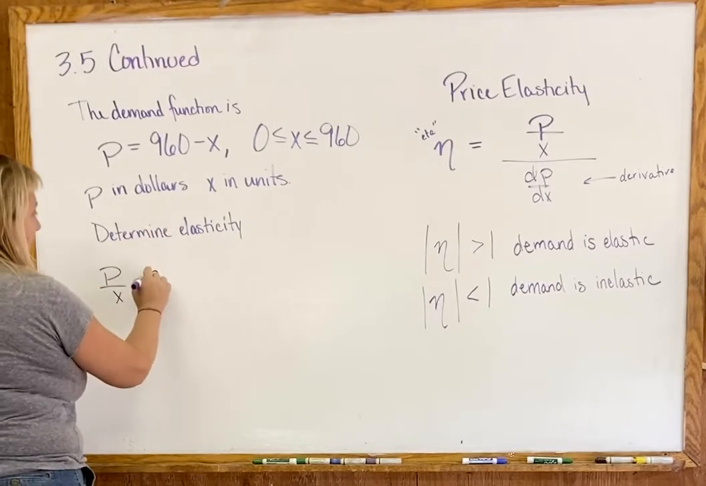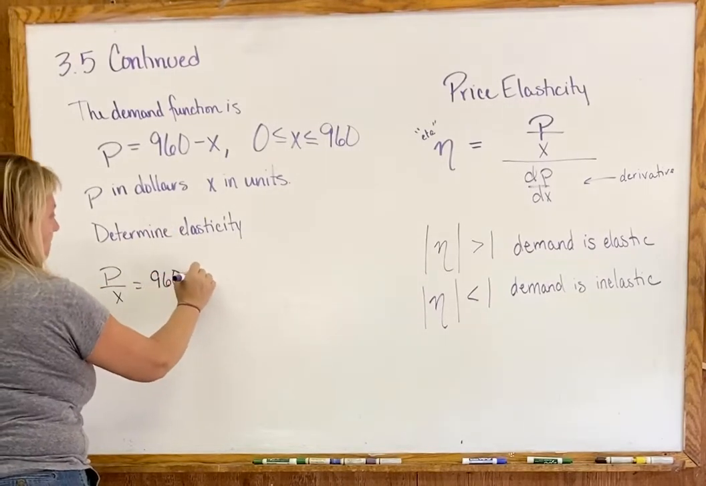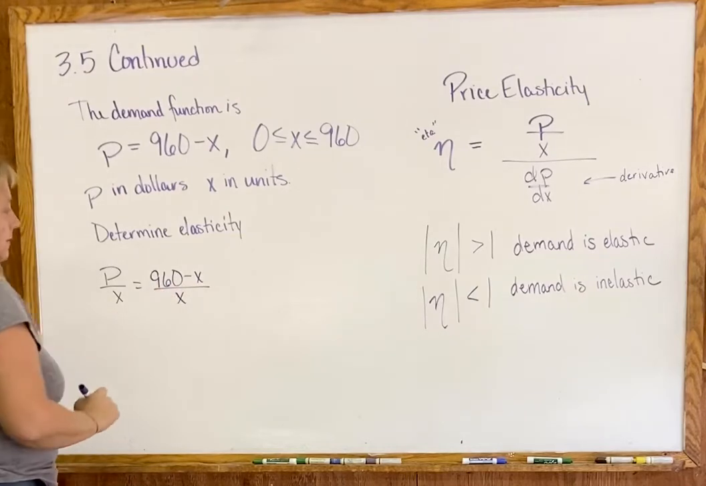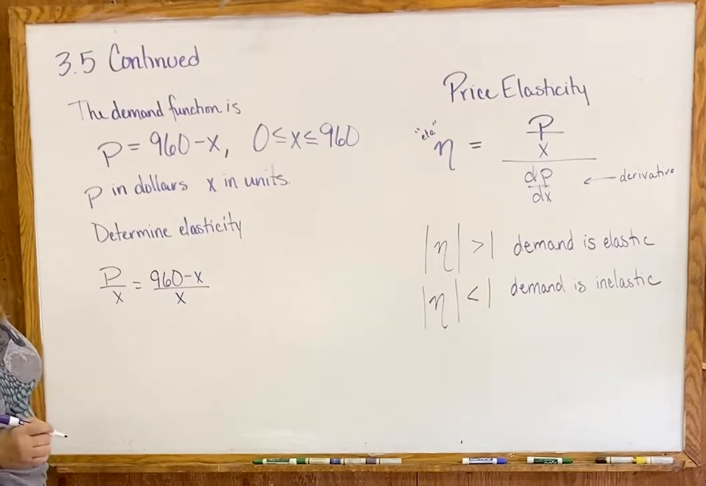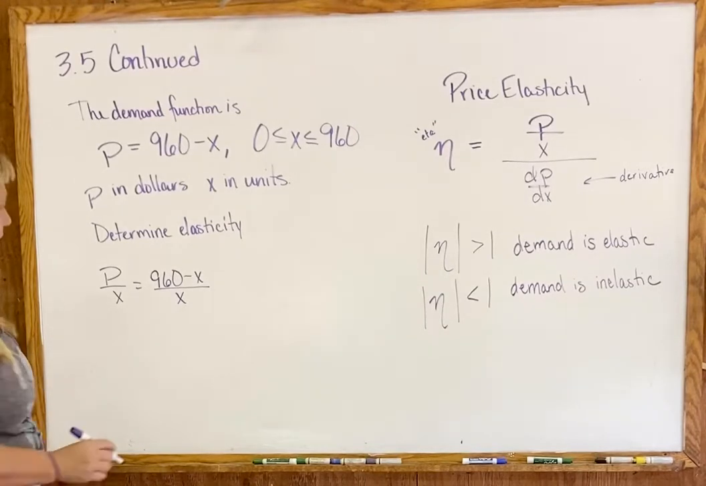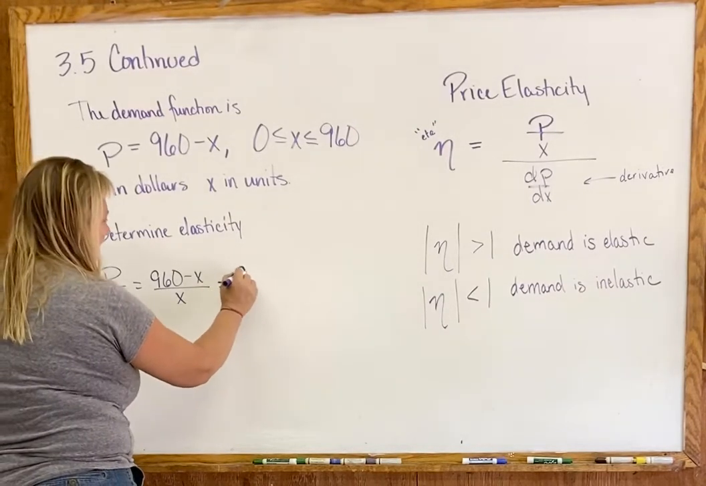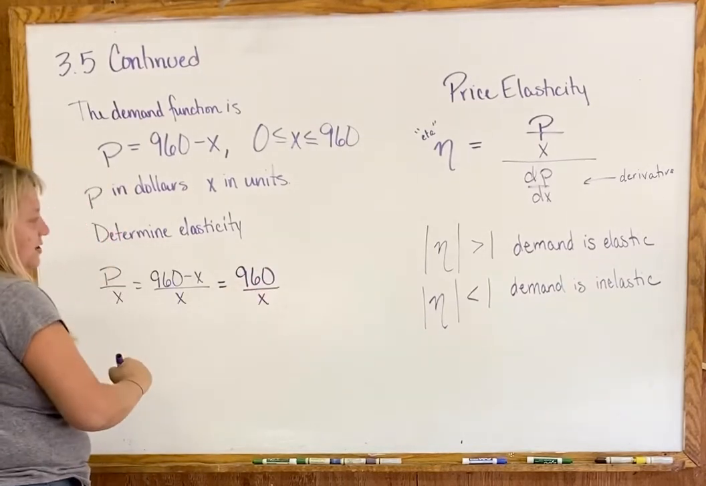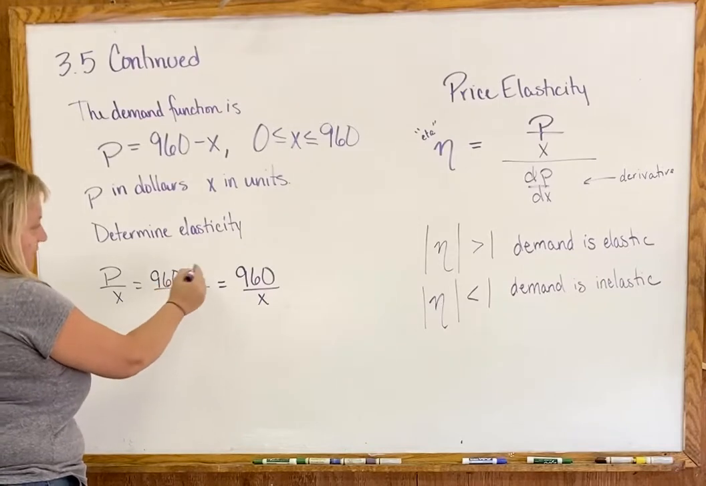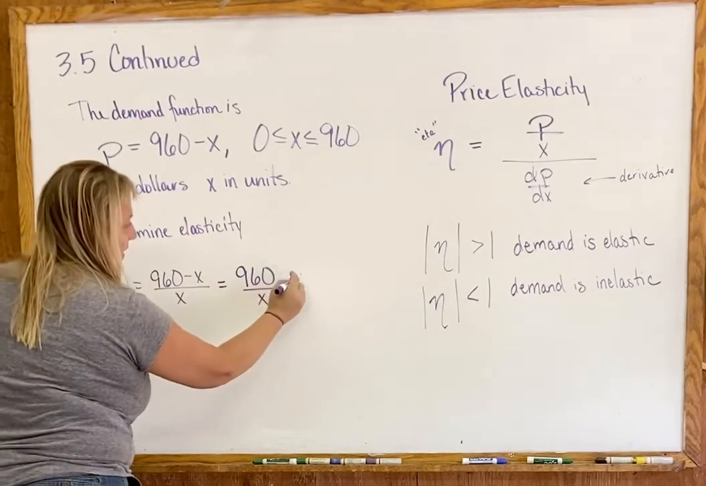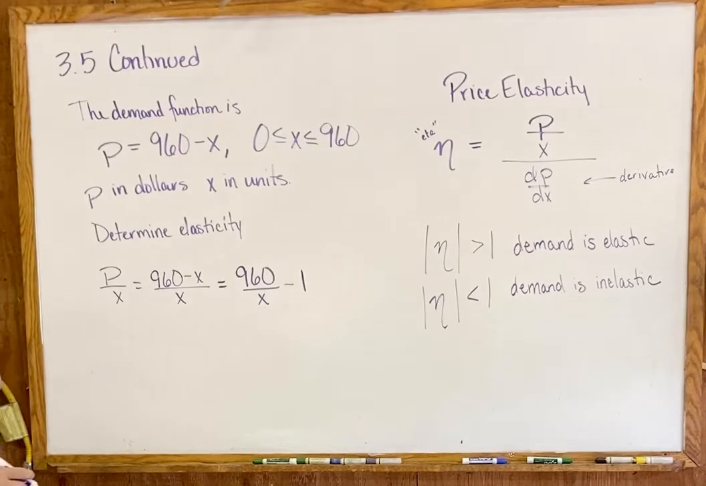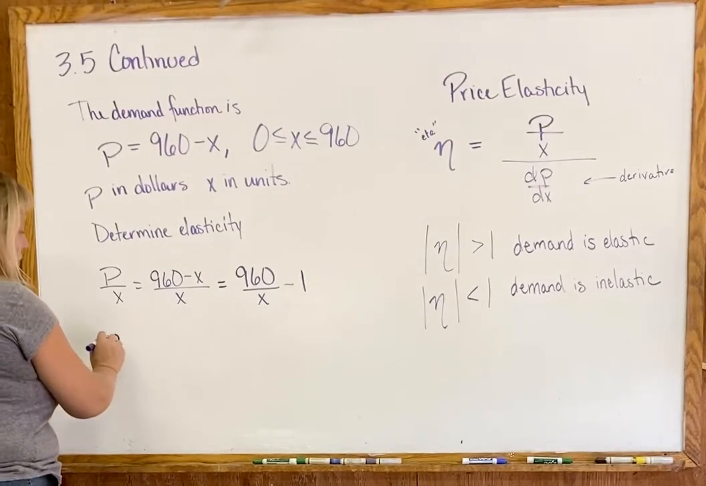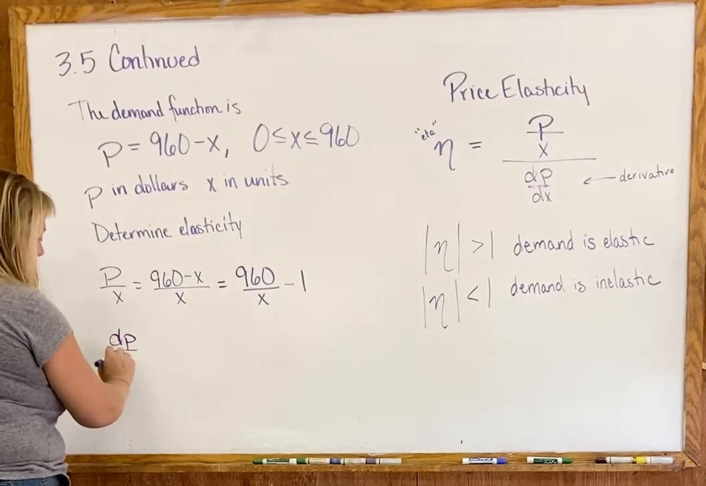So P over x, we're going to take this function, and this would be a time where you probably want to do a little simplification. That's 960 over x, and if we split that up as a fraction, we can just get minus 1, because the x is canceled.